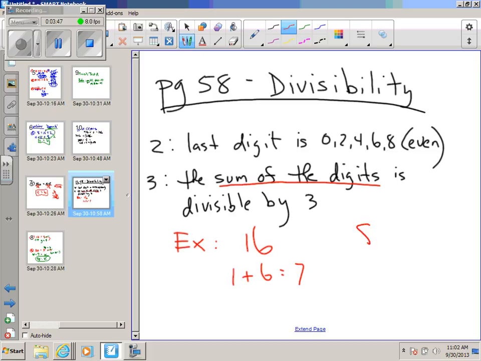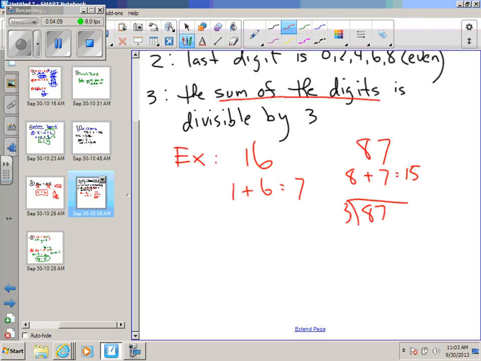How about 87? Well, let's add the digits. 8 plus 7 equals 15. Now, is 15 divisible by 3? Sure it is. Well, you want proof? What is 87 divided by 3? It's 29. So you add the digits together, and if the sum is divisible by 3, then so is that number. Any question on that?